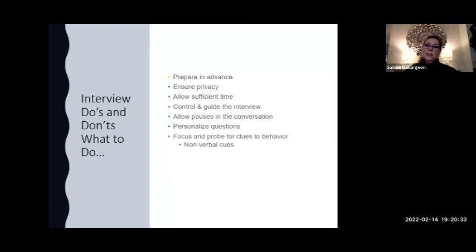Try to personalize the questions as much as you can, and you get that right from their resume or job application, whichever you choose to use. Focus on and probe for clues in their behavior, and watch for the nonverbal cues.